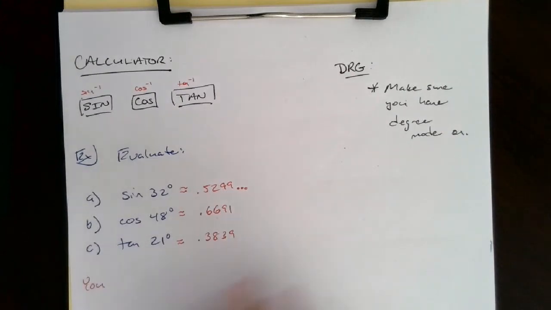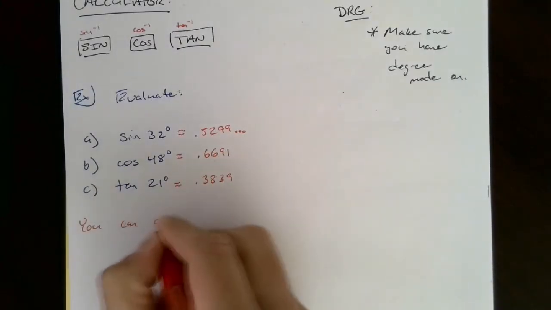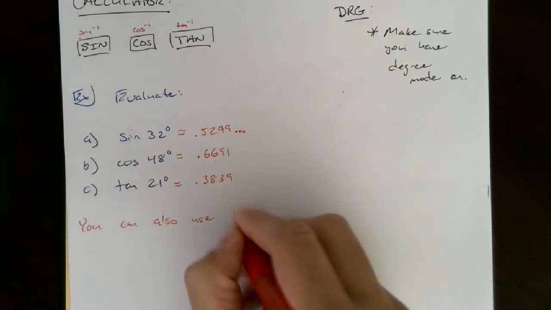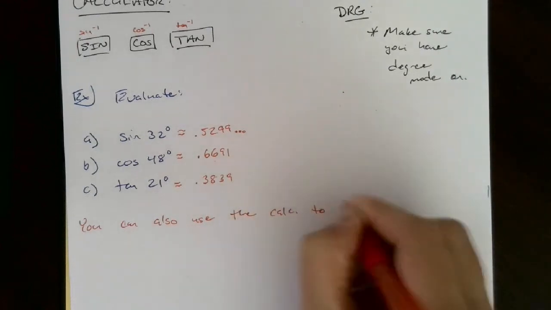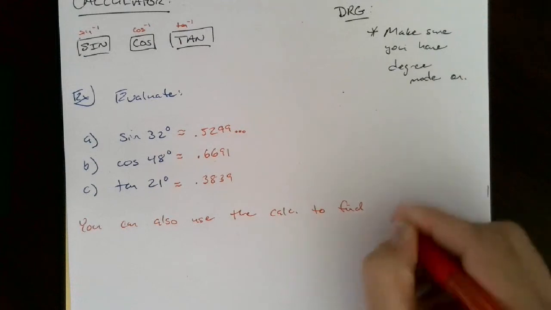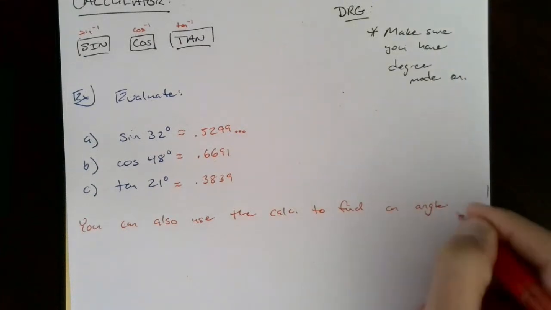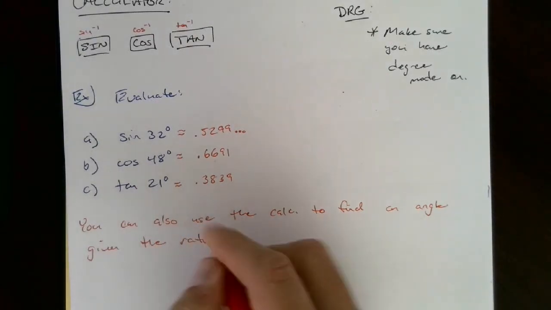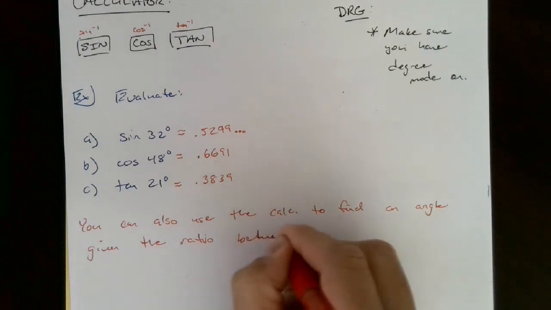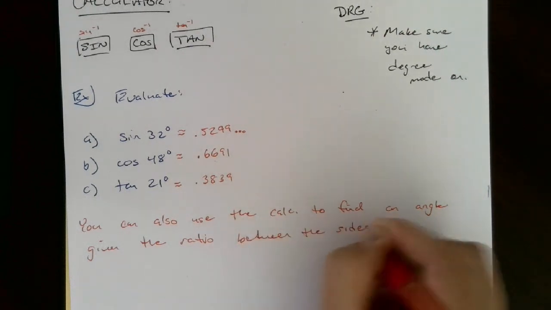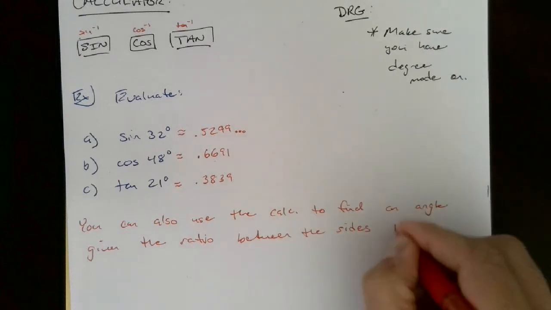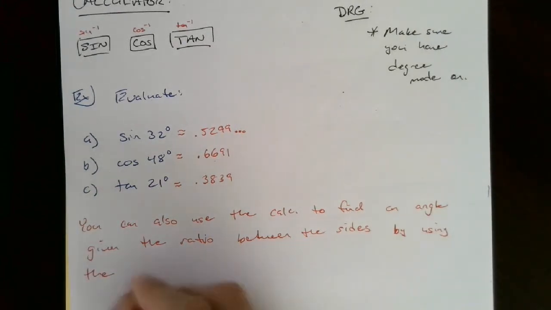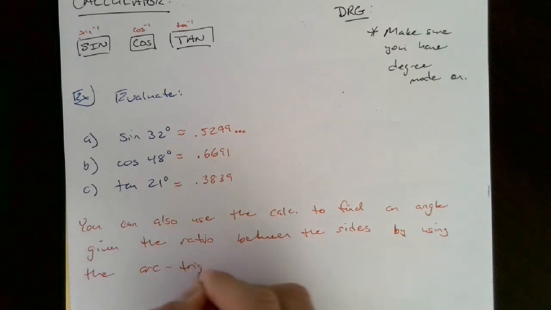So you can also use the calculator to find an angle given the ratio between the sides by using what we call arc or inverse trig functions.